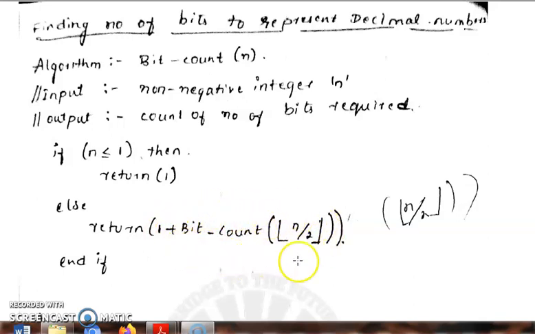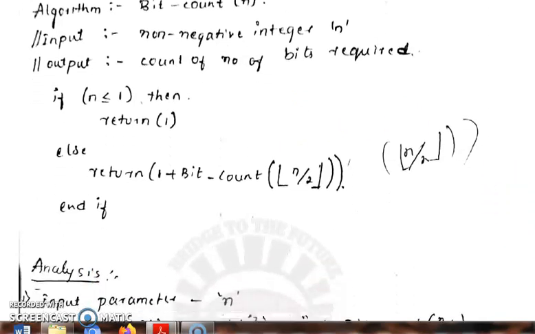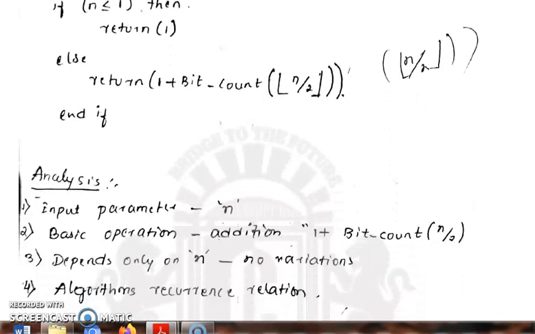As you can see, this is the recursive function here. Bit count of n by 2: each time it will take the number, divide that number by 2, and we have to take its floor value. So this is the recursive algorithm to count the number of bits present in the decimal. Now we have to do the mathematical analysis of this algorithm.